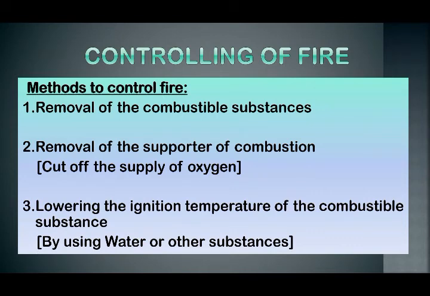The second method is the removal of the supporter of combustion, meaning cutting off the supply of oxygen. This can be done by creating a barrier between the combustible substance and the atmospheric oxygen, which can be done by using some non-combustible substances that are heavier, such as sand, soil, water, etc. All these substances are called fire extinguishers.